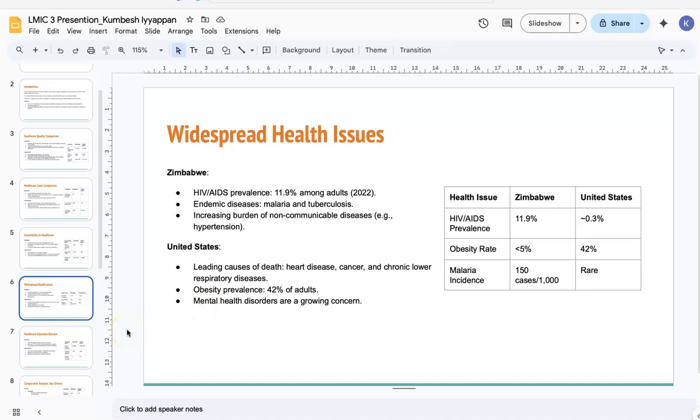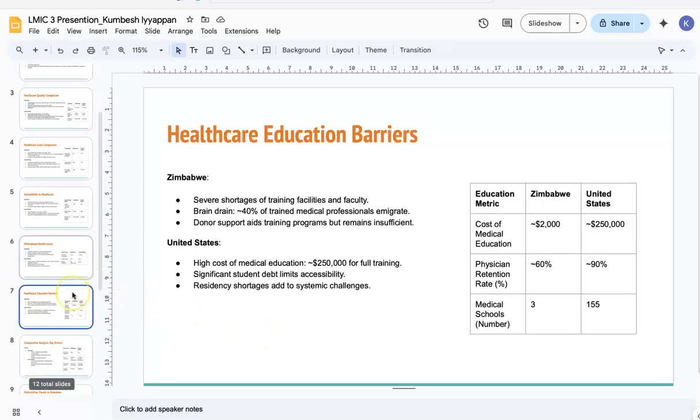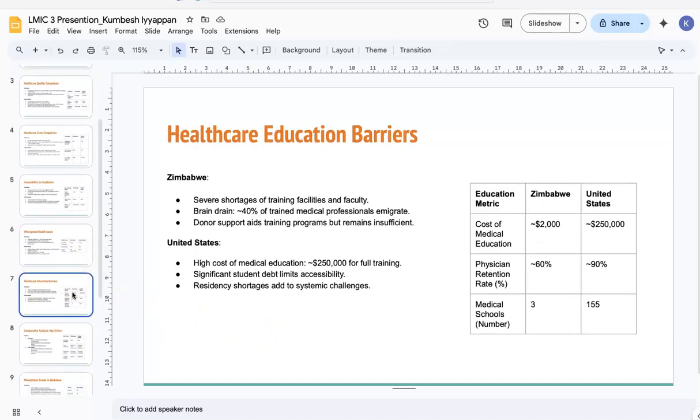Malaria is extremely prevalent in Zimbabwe, but is extremely rare in the US, so that's one health issue I would like to highlight. Moving on into healthcare education barriers. Zimbabwe has severe shortages of training facilities and faculty. They're dealing with something called brain drain, where a huge population of medical professionals are moving to different countries to practice medicine, which is almost 40% of the population.